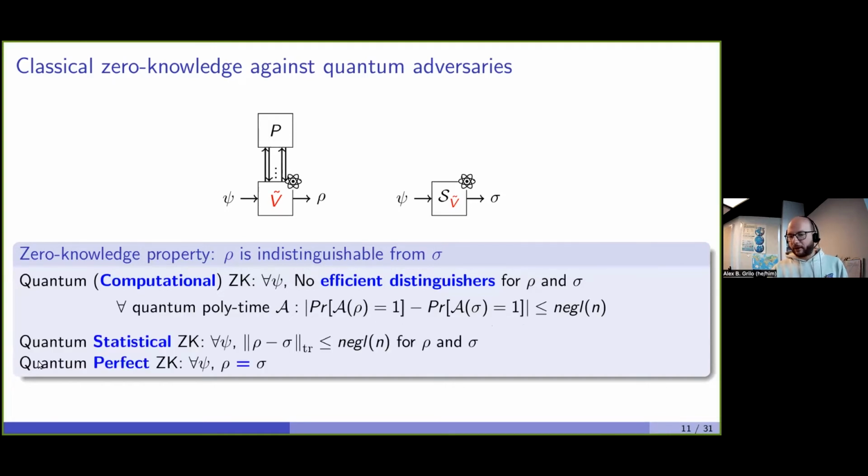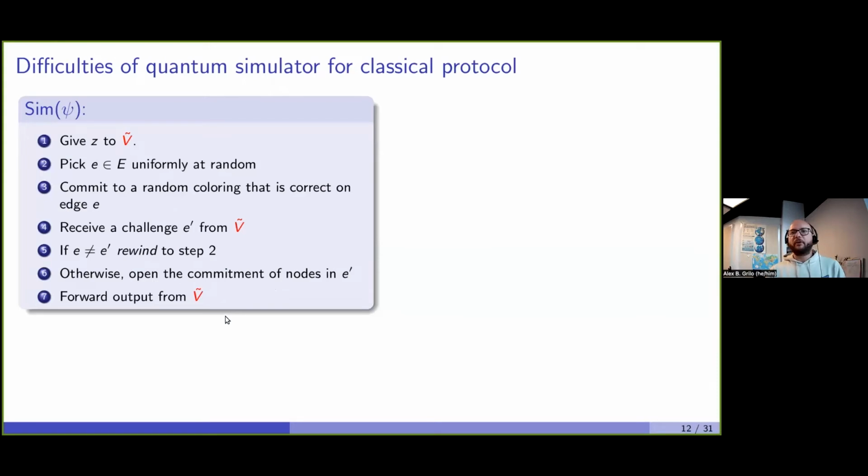So, we can also extend it to the statistical setting, saying that the trace distance of rho and sigma should be negligible, or a perfect zero-knowledge, saying that these two density matrices should be exactly the same. So this is just a straightforward lifting of the classical zero-knowledge property to the quantum one. And let's see what happens with the simulator when you have to prove zero-knowledge for it.